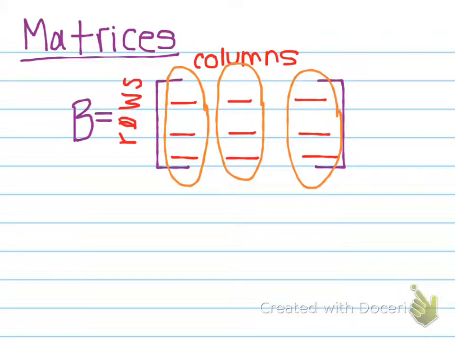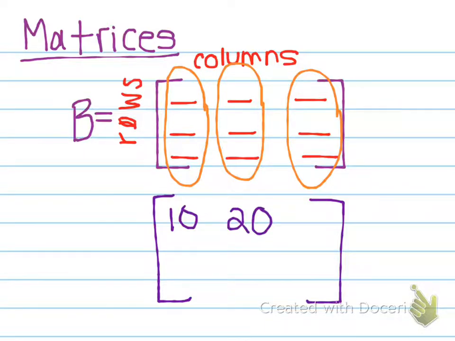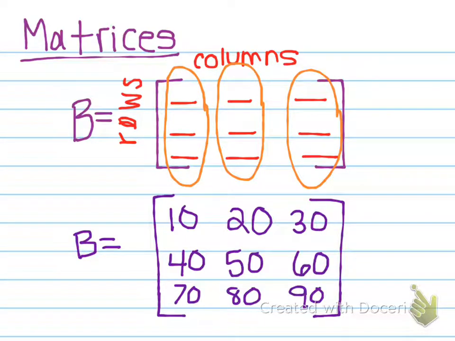So let matrix B equal, and I'm just going to plug in random numbers here. Okay, so this is matrix B. And if each of these numbers represents an element, so there are 9 elements in this matrix. So elements are also labeled by their position, and their positions are in terms of rows and columns. And we always do rows first. Rows by columns is how we say it.